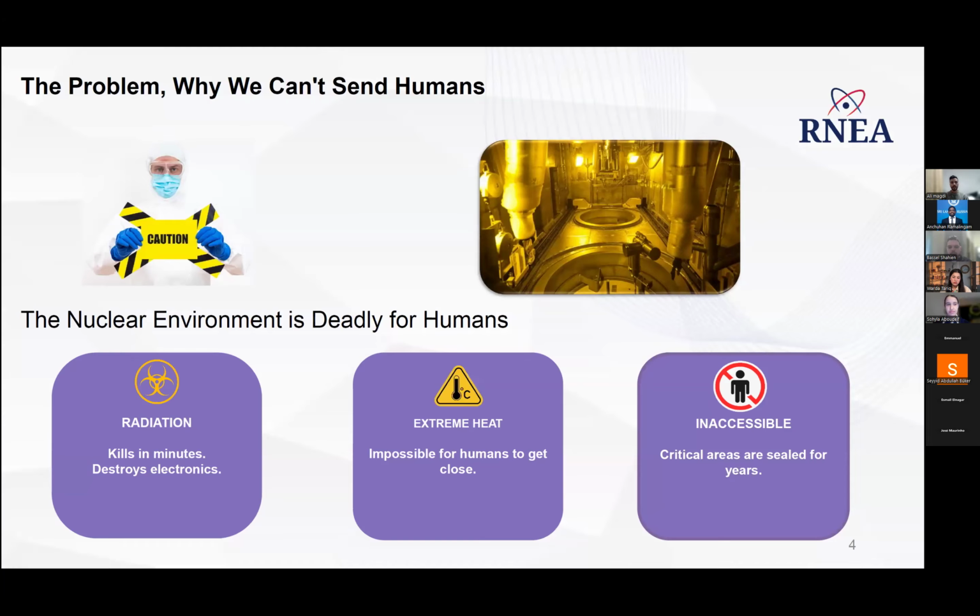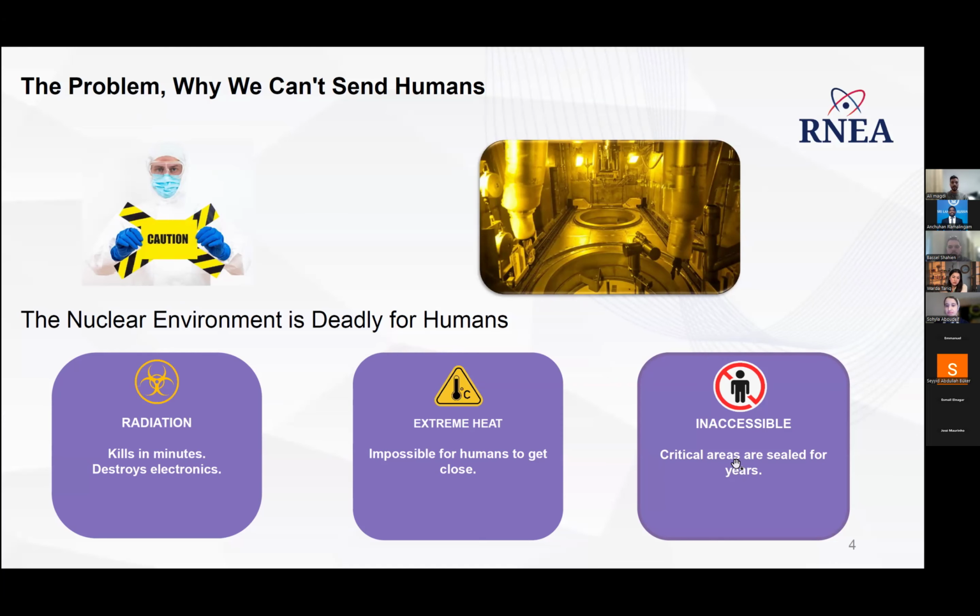Why can't we send humans? First, let's understand the problem. Why do we even need robots in nuclear facilities? The answer is because it's one of the most dangerous places on earth for a human. There are 3 big reasons. First one, the radiation. It can make you very sick very quickly. You can't even stand near a reactor core for more than a few seconds.